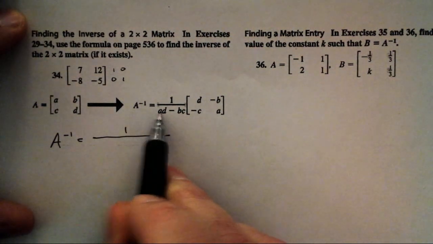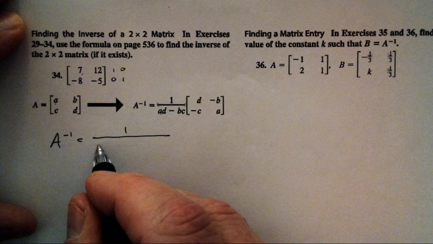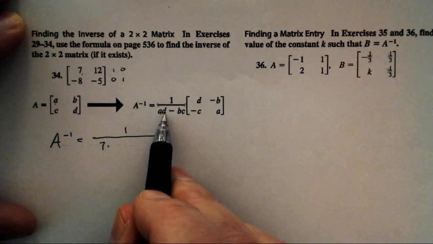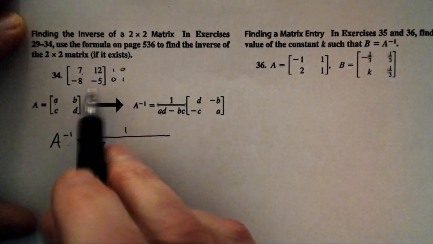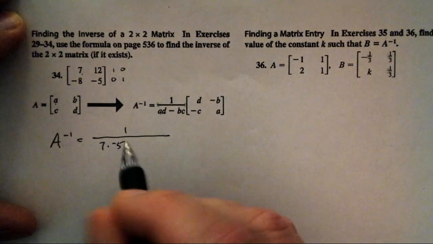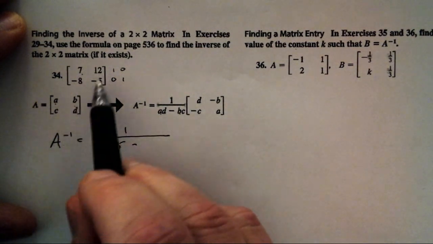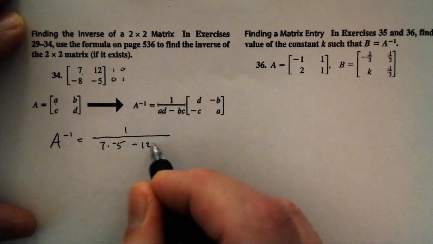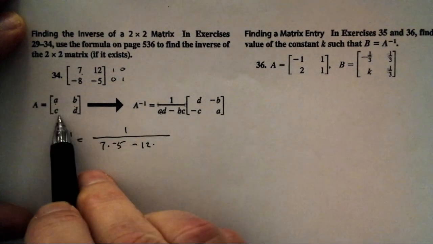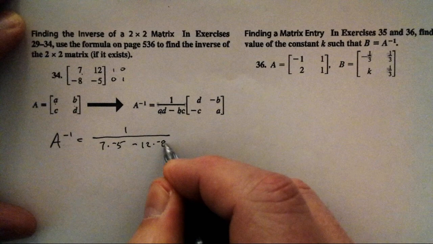I need my A value. My A value is the 7. I need my D value. My D value is the -5. I need minus. I need my B value, which is 12, times, I need my C value, which is -8.